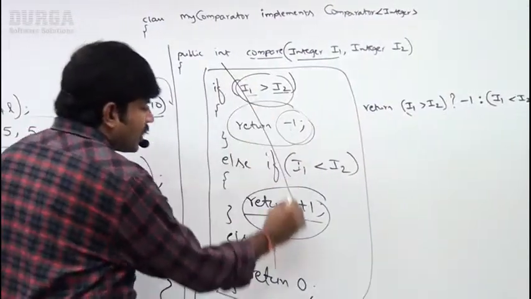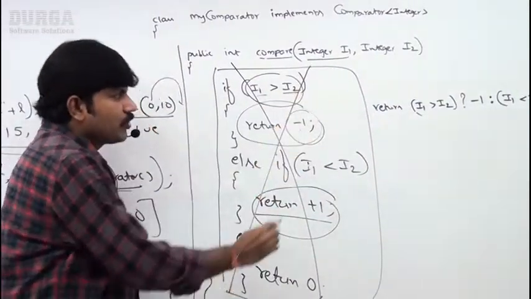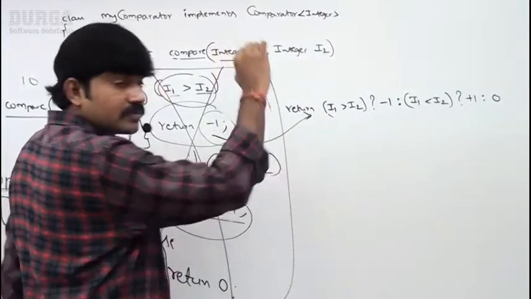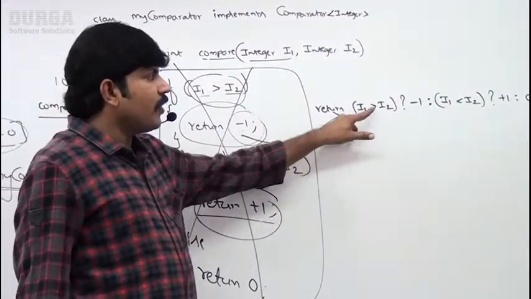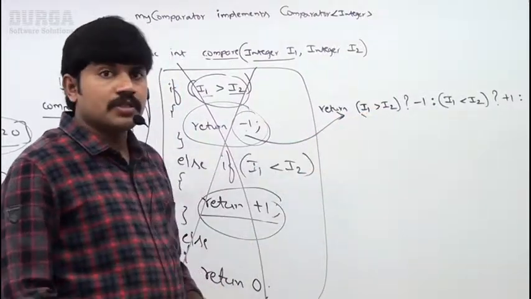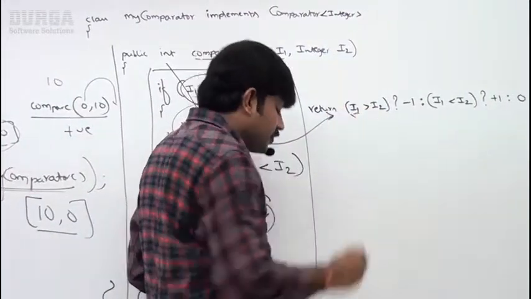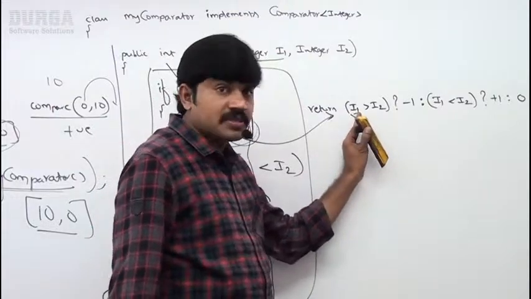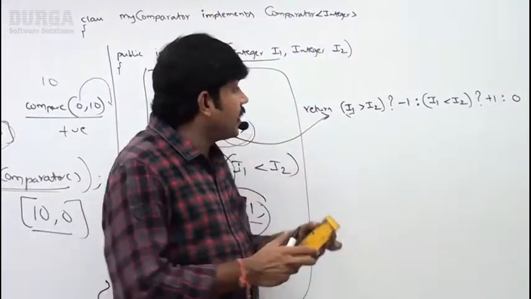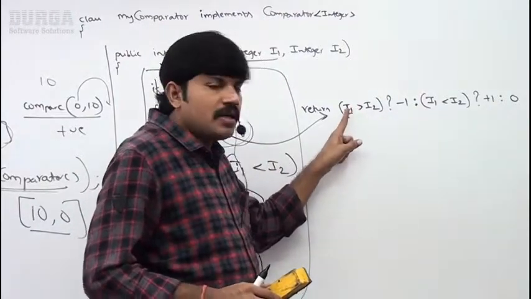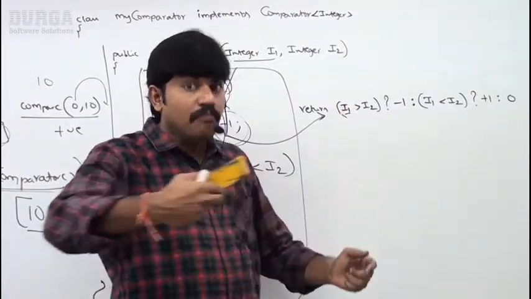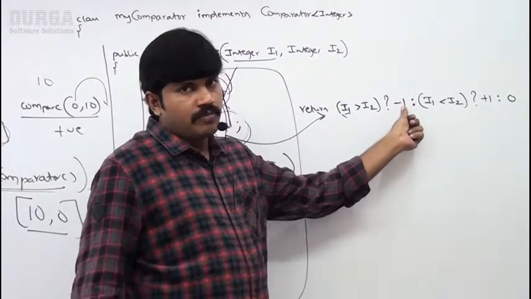Sir, this whole thing we can replace with a single line. That is the power of the ternary operator. Sir, have you observed? If I1 is greater than I2, that means the first object is greater than the second object. In our descending order, the greater object should come before. That's why -1.